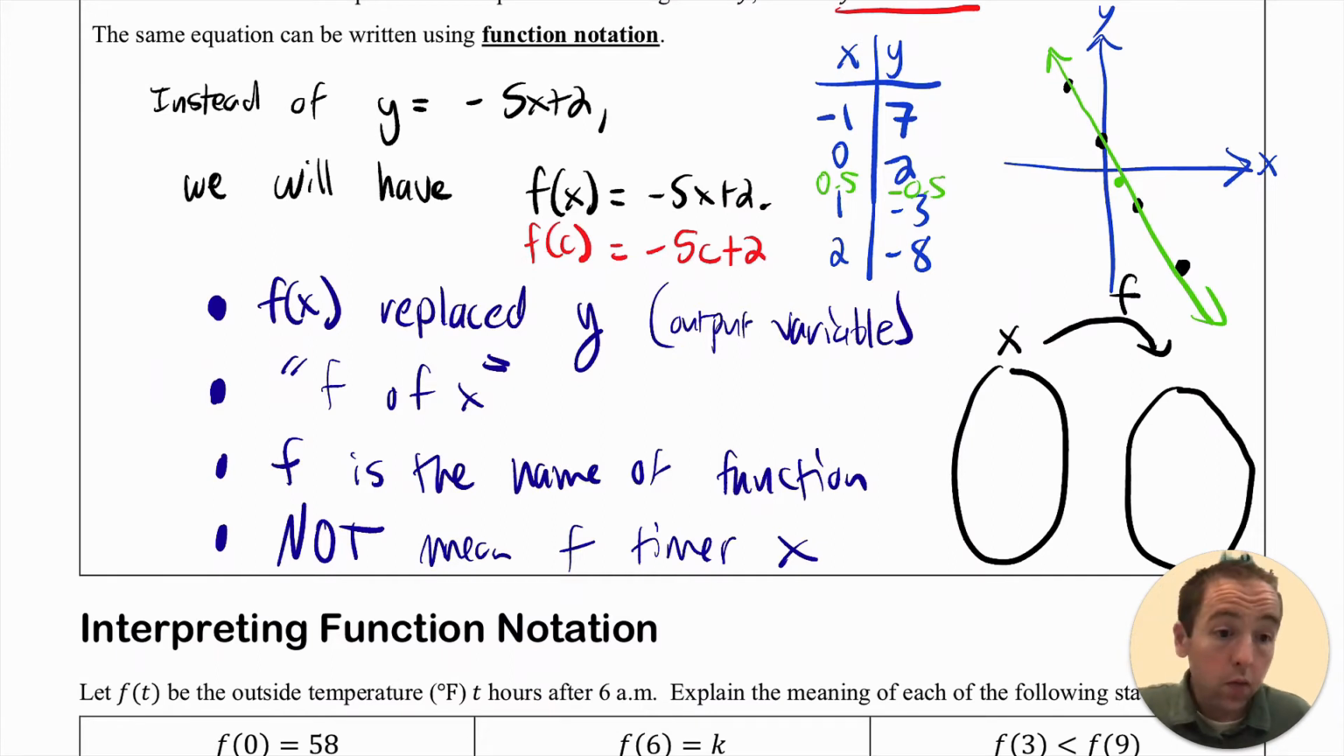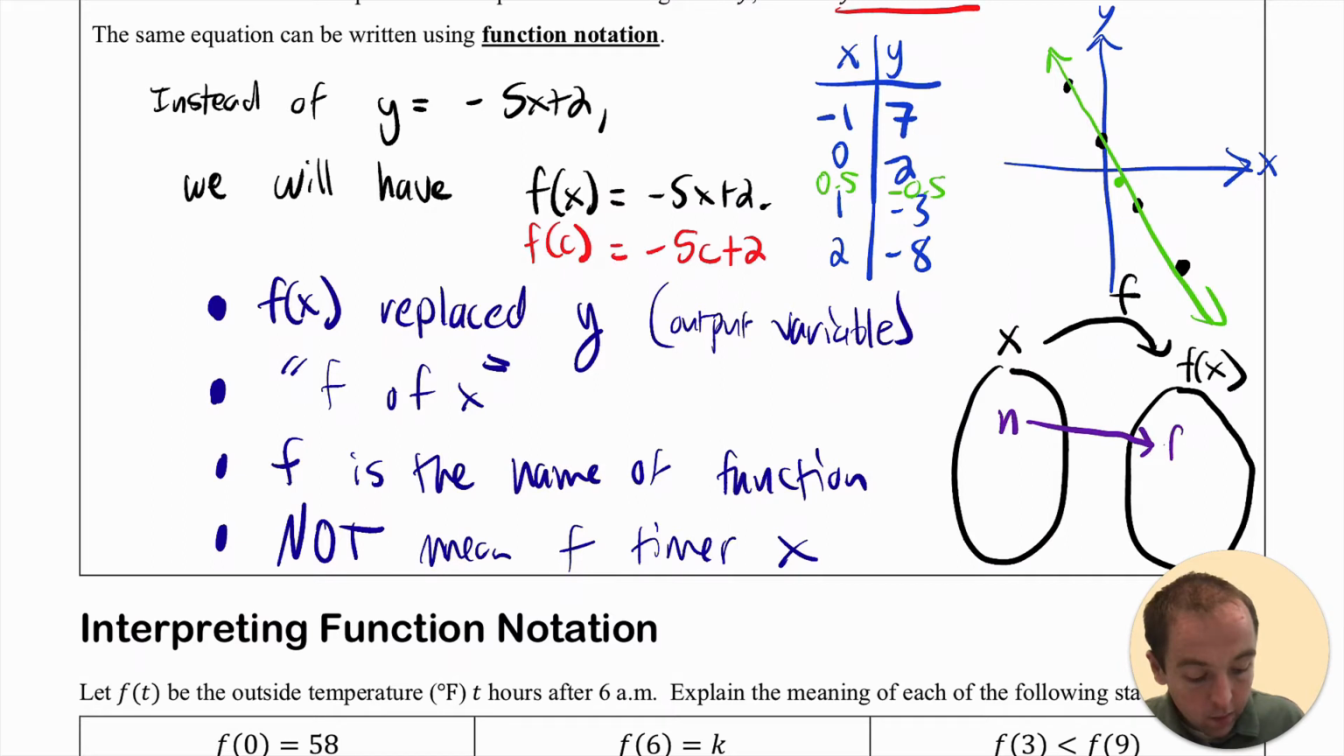And when it maps to an output, we no longer really call it y, we'll call it f of x. And f of x is just going to be the same answer you would get as your y value, it's just we call it f of x. So if you were to actually plug in, let's say, n as an input, then n is going to map to f of n, whatever the corresponding y value would be.